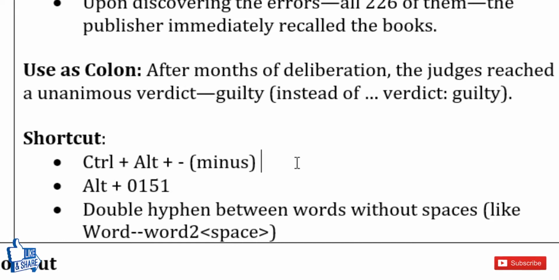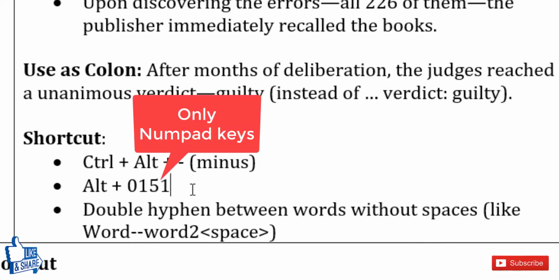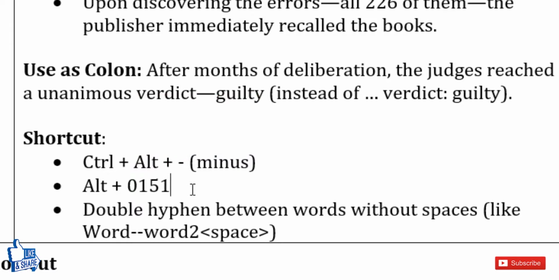So you have to press all these three buttons simultaneously, Control, Alt and minus sign, and you get an em dash. Now the other Alt shortcut is also there. You have to press the Alt key and then 0151 on the numpad and then release the Alt key. So this is the Alt shortcut for em dash. And the third thing is Microsoft Word autocorrect.